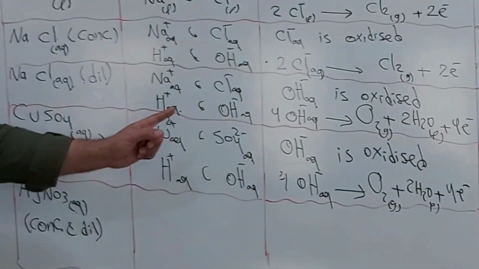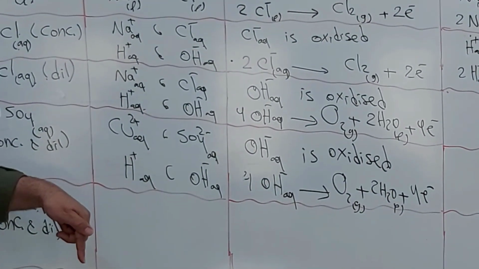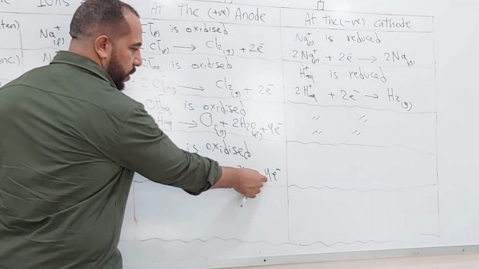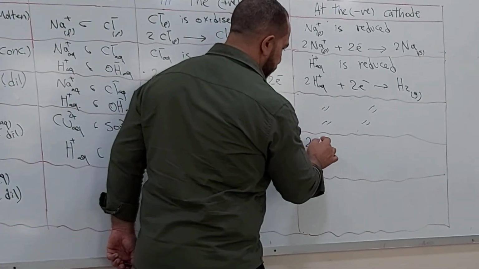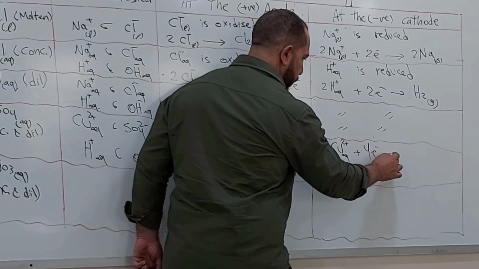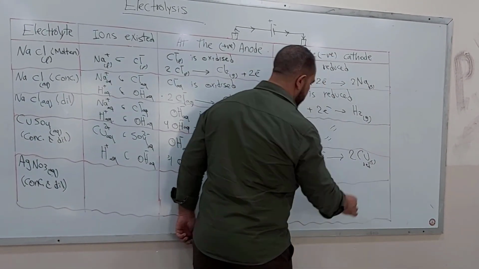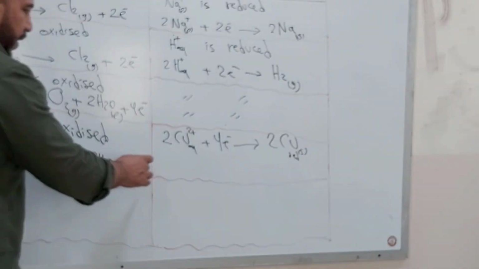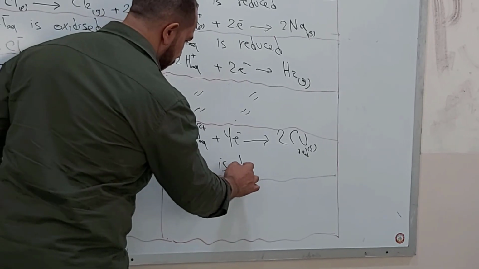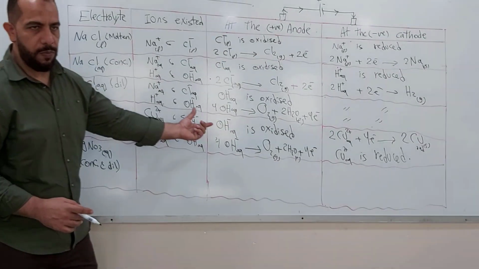What about the reduction? So Cu or H? Cu, because Cu is less reactive than H. So here we have 4 electrons. So we need 2 Cu²⁺ plus 4 electrons to reduce to Cu solid, and this is, you know, red color. And so what happens here, we say Cu²⁺(aq) is reduced. I think the rule is very obvious.